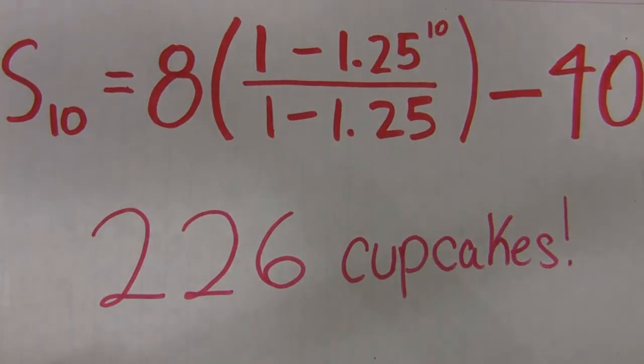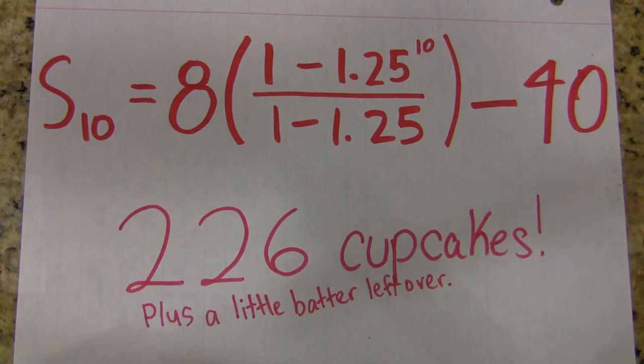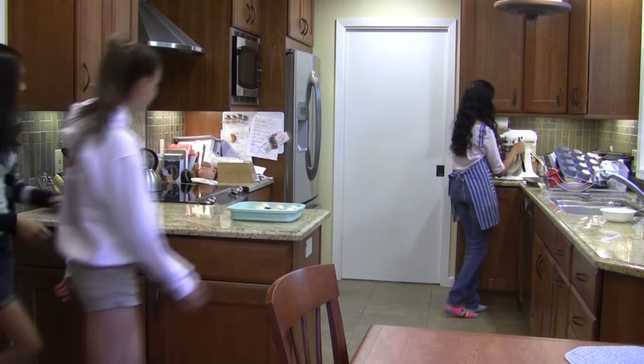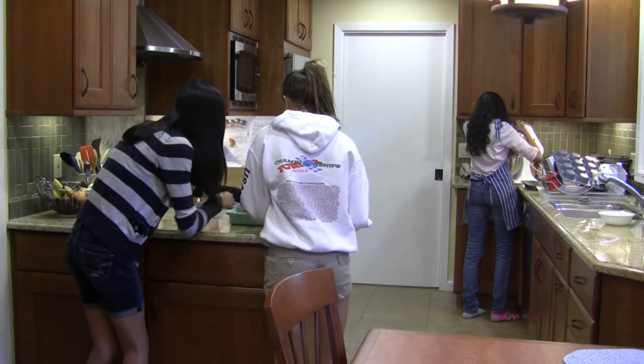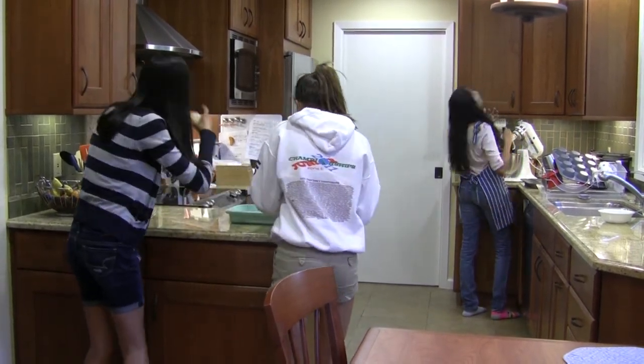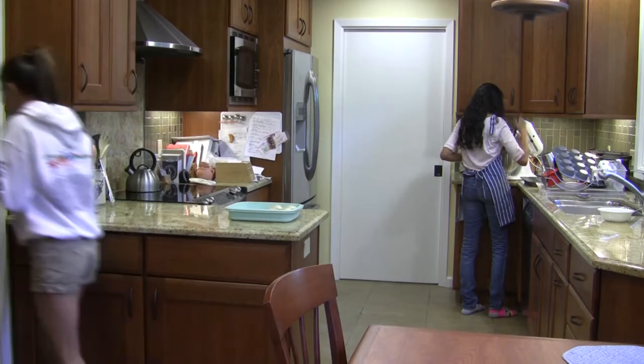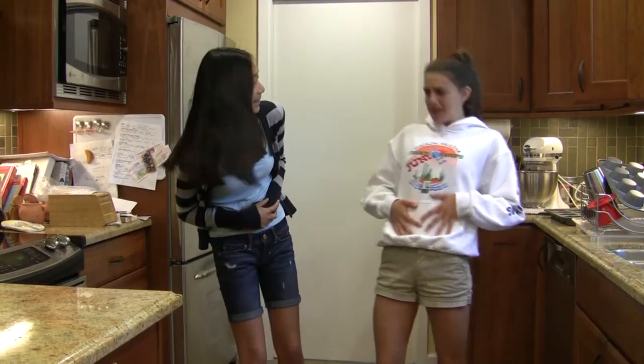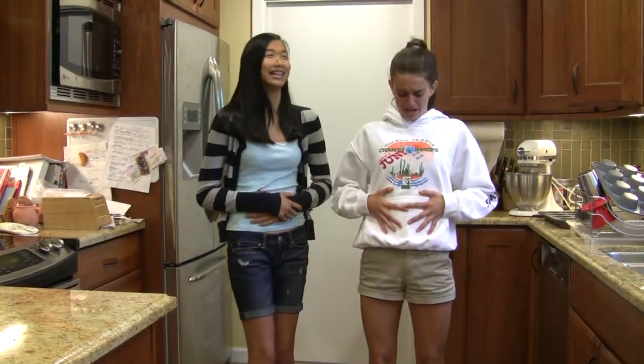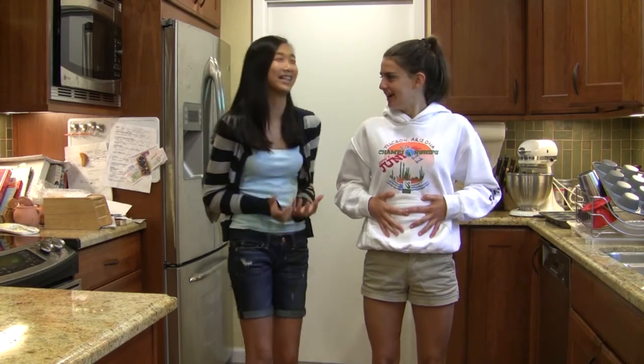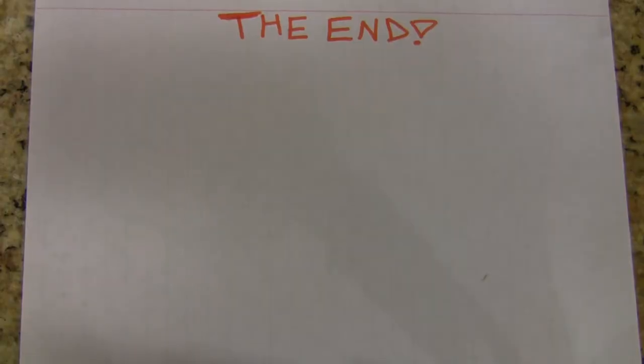226 cupcakes. Plus a little batter left over, because when you solve the equation you get a decimal. She would have had 266 cupcakes if it weren't for Morgan and Sarah. Maybe we shouldn't have eaten so many cupcakes. They were so good. The end.